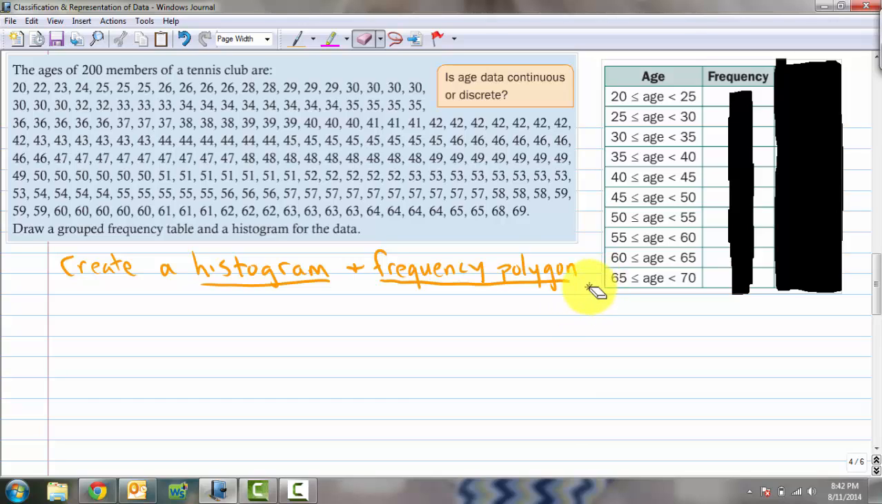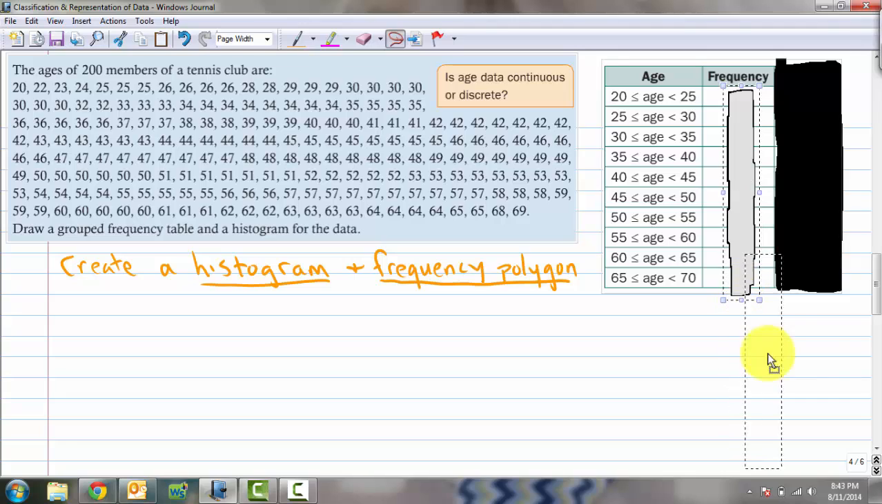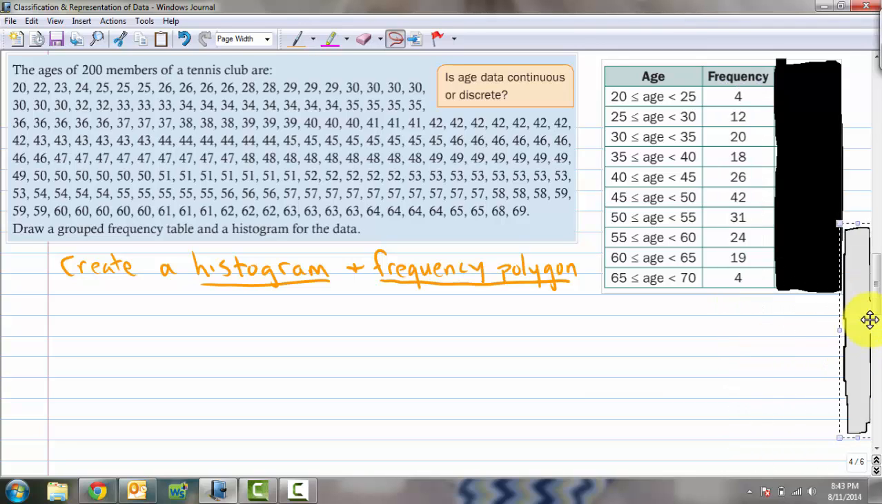Usually, when you are creating one of these, generally it's a good idea to stay between 5 and 7 classes, 5 to 7 groups. This is a little bit more than I would probably do, but it's going to give us a good idea of what's going on. So we're going to go through and count how many things go in each group. And since this data is in order, that makes our lives so much easier. There's our frequency. And we're going to use this to create a histogram and a frequency polygon.